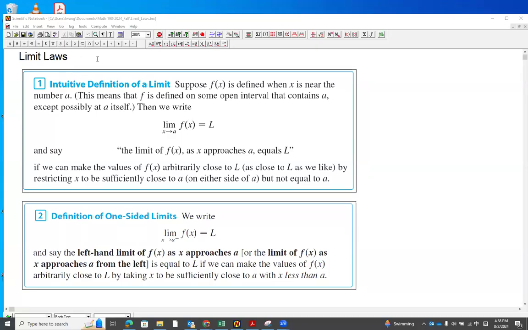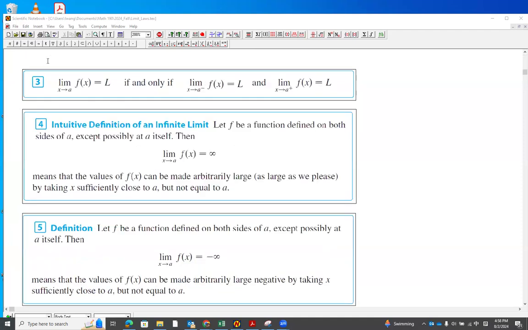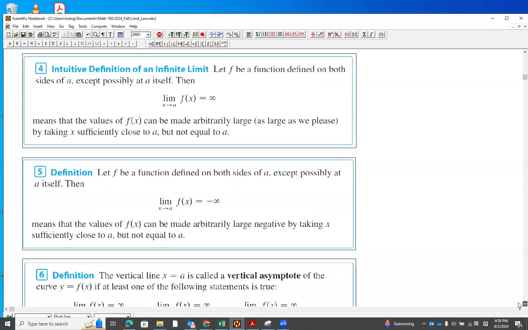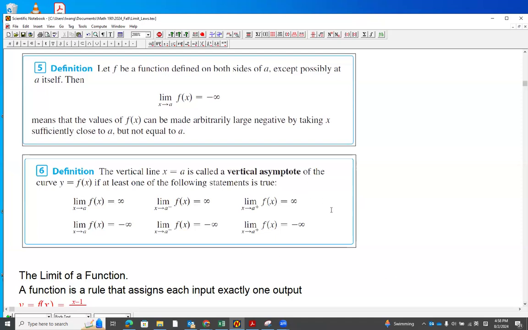Hello, in this lesson, I would like to talk about limit laws. We have just talked about the intuitive definition of limit, the definition of one-sided limit, and the relationship between limit and one-sided limit. And also, of course, we talked about the intuitive definition of infinite limit, the definition of infinite limit in two cases. And number 6, we talked about vertical asymptote.